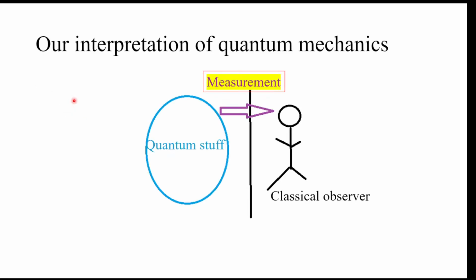Okay, so a bit of a reminder of what we talked about in quantum mechanics. This is our overview for quantum mechanics. There is some quantum world, and there is some division between the quantum stuff and the classical observer we are familiar with. And we say that to get information out of the quantum stuff, what you need to do is measurement.